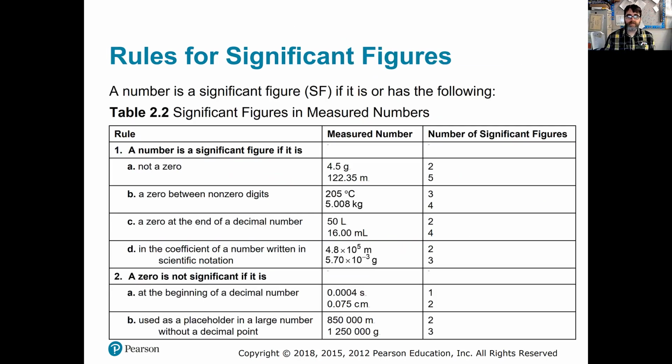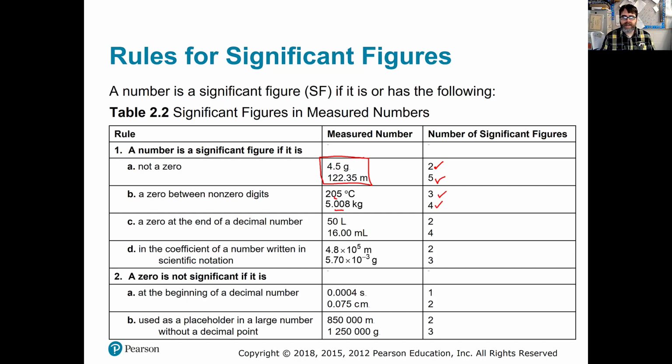If it's just a number, everything's important. And so we just count the number of figures, or the number of digits, the number of place values in there. I like to think of it as place values. There are 2 place values in the first number there, there's 5 in the next one. If the 0 is in the middle, it's of course important there. It's part of the measurement itself. And so those are significant.